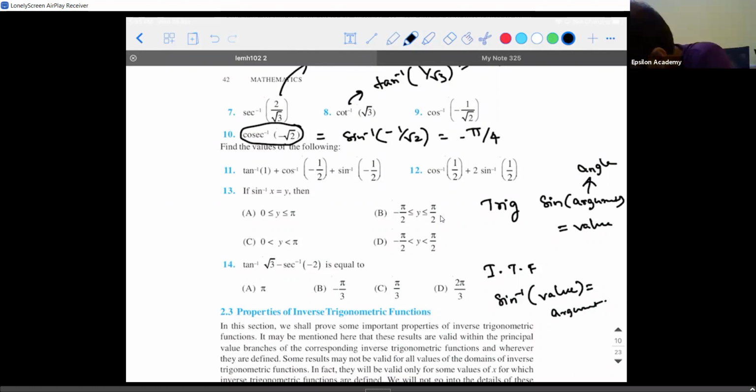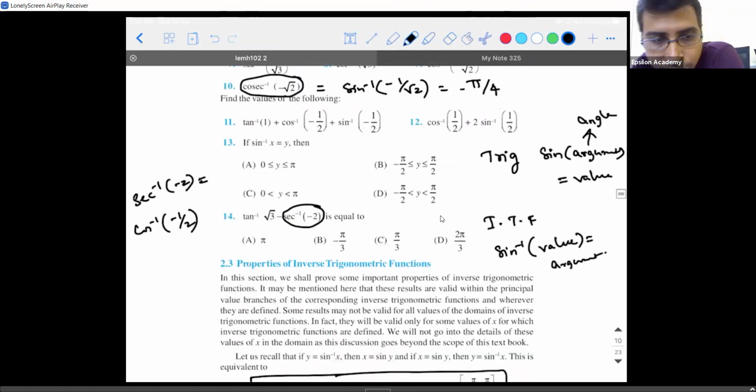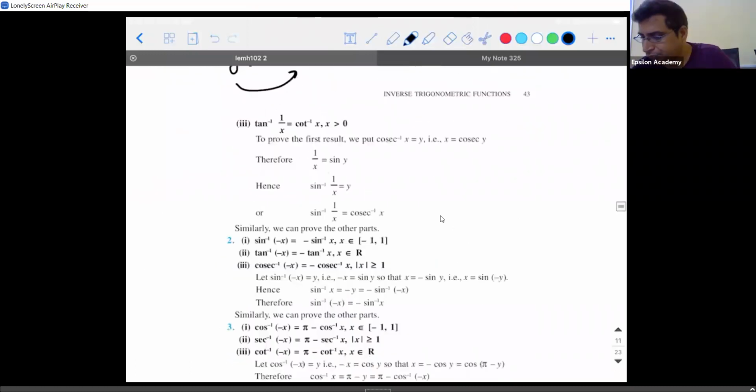Right? Similarly, secant inverse of minus 2 is cos inverse of minus half. Negative value, so pi minus pi by 3, that is 2 pi by 3. That's it. Right? Now it is easier, right? The first exercise itself has become easy. So the other proofs I am leaving to you, the same thing, okay?